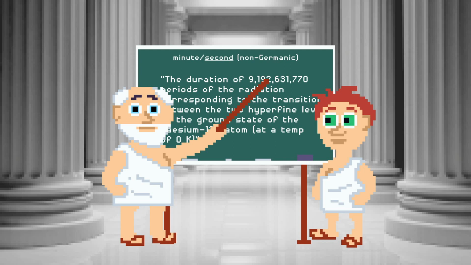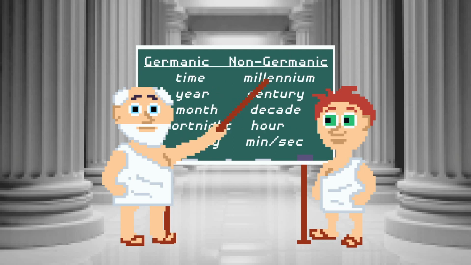9,192,631,770 periods of the radiation corresponding to the transition between the two hyperfine levels of the ground state of the cesium-133 atom at a temperature of 0 Kelvin, was only established in 1967. So, 2 points for non-Germanic there at the end to give us the final tally. Germanic origin, 5 words. Non-Germanic origin, 6 words, with no final decision on week.